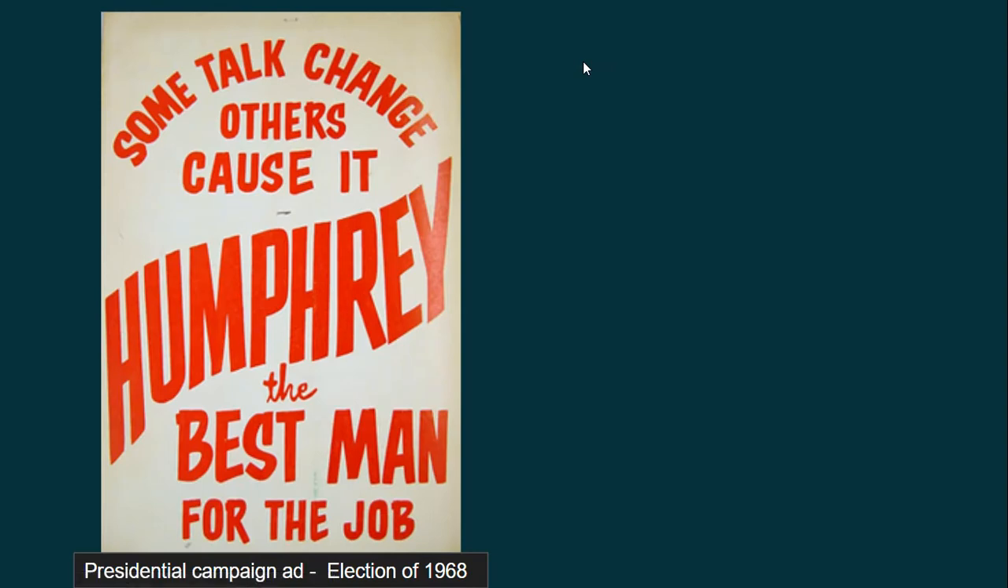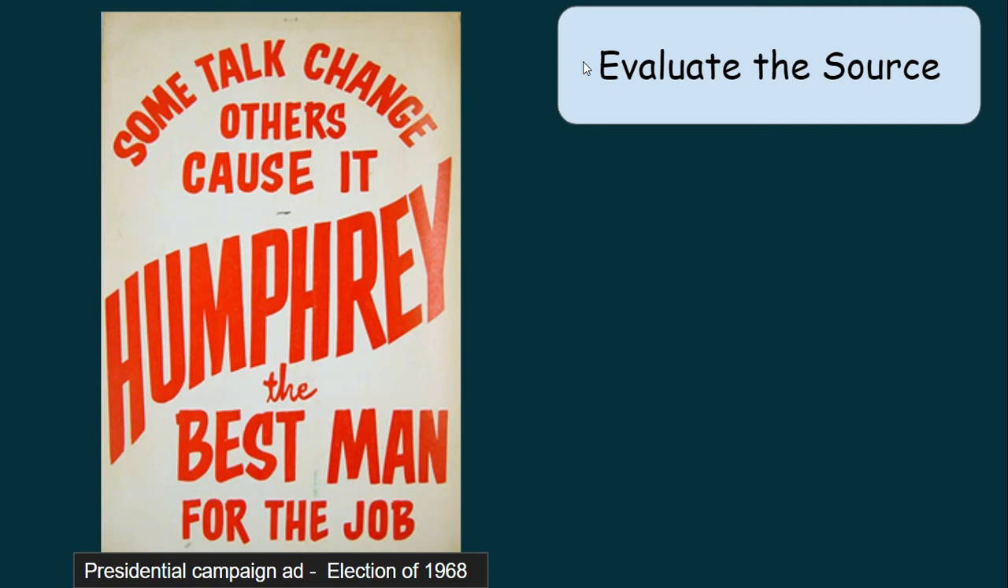Now we're going to look at some actual political campaigns. So this is a campaign ad from the election of 1968 by Hubert Humphrey. Remember, the first task is to evaluate the source. The source of this would be Humphrey, the person who's trying to become president. This poster says, "Some talk change, others cause it. Humphrey, the best man for the job."